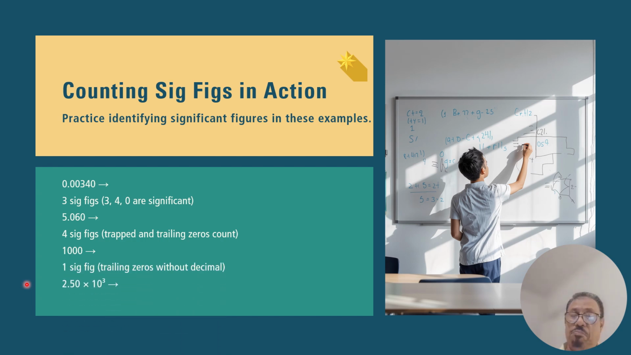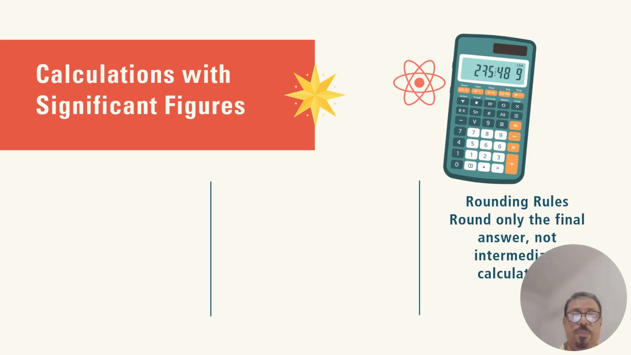2.5. So all of these are significant. So this is 3 sig fig. Hopefully you answered the questions correctly. Beautiful. Calculation of significant figures. This is a very important slide.